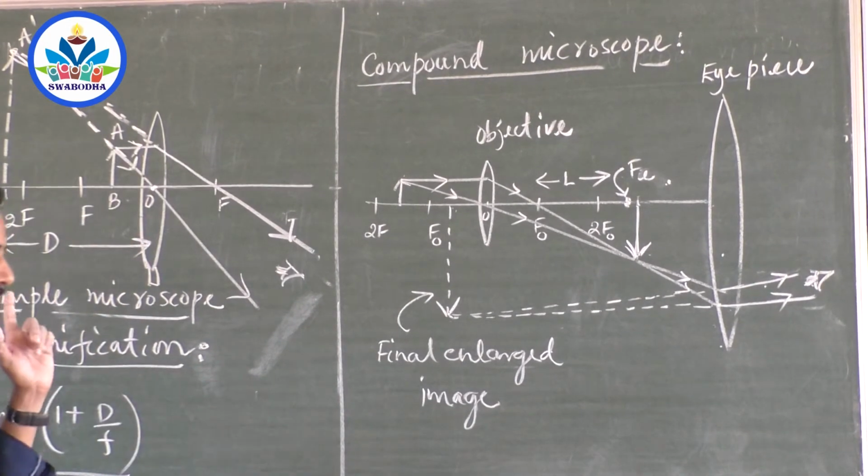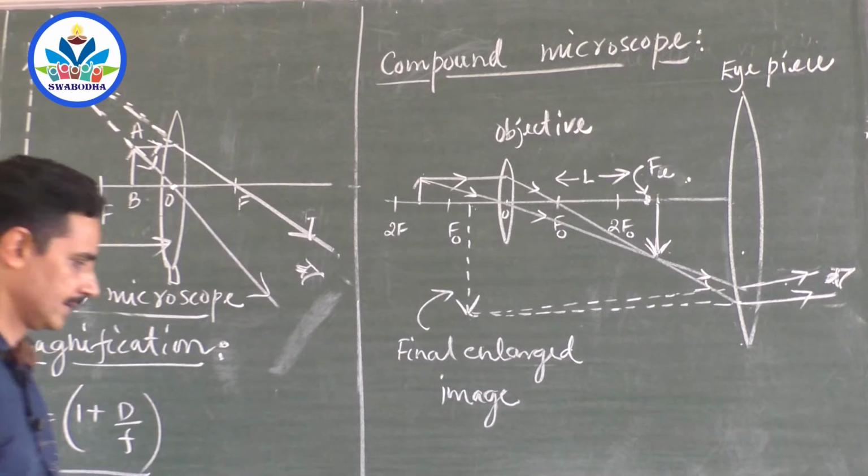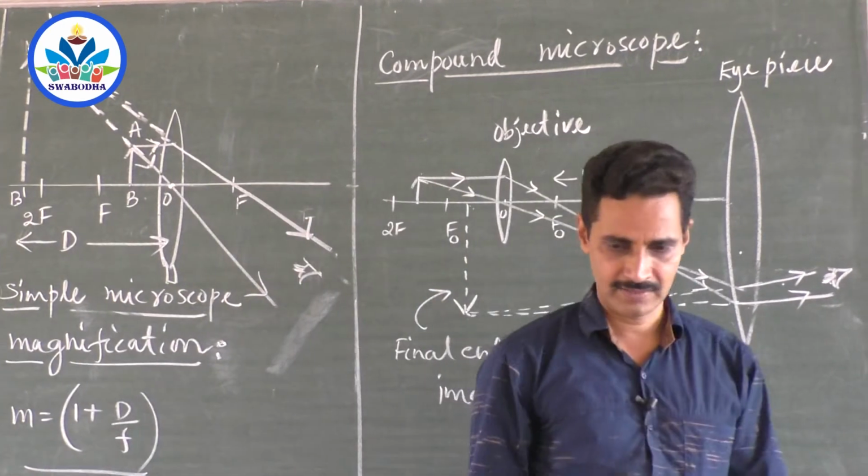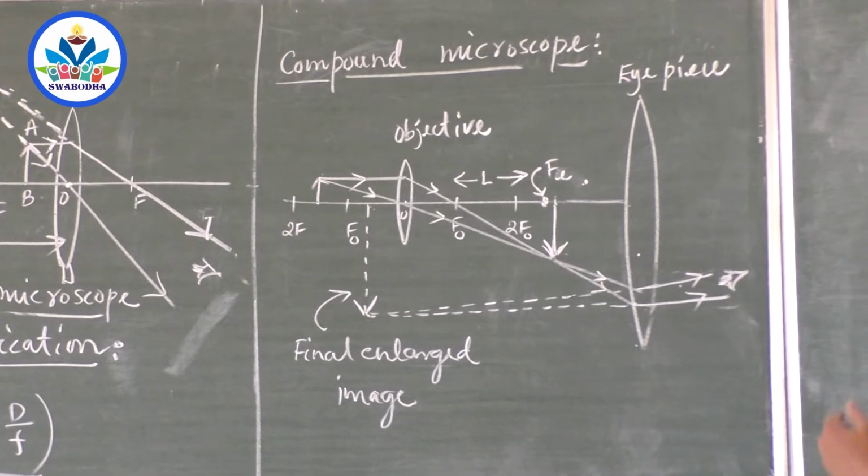But a simple microscope uses only one lens. Now we will complete the ray diagram part. That is better, I think. So what is a telescope?